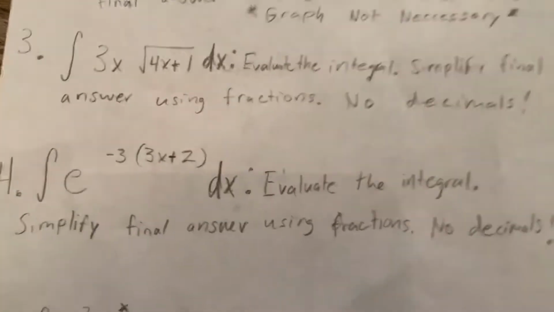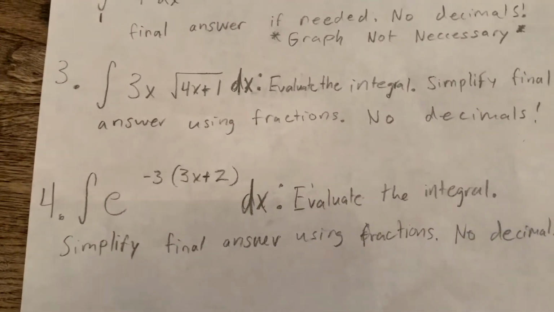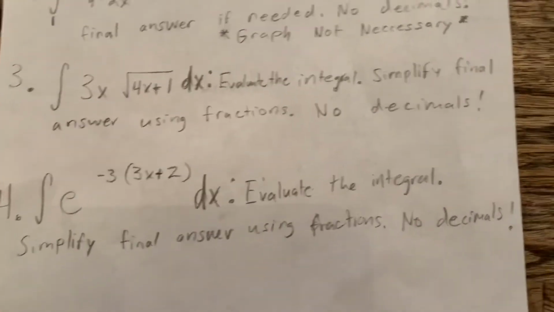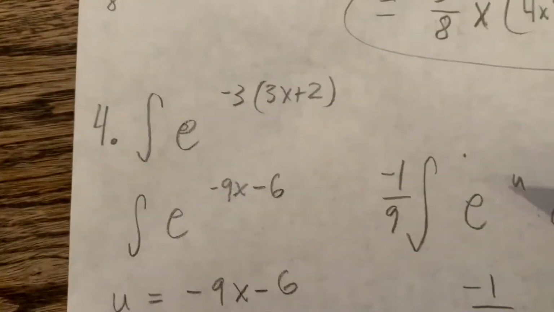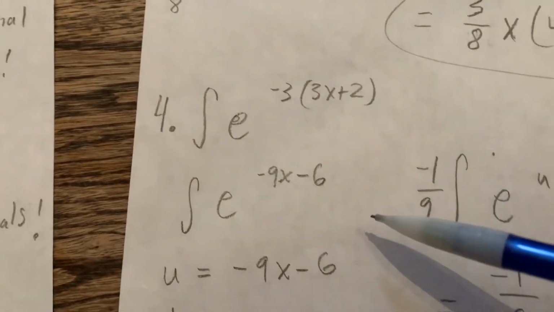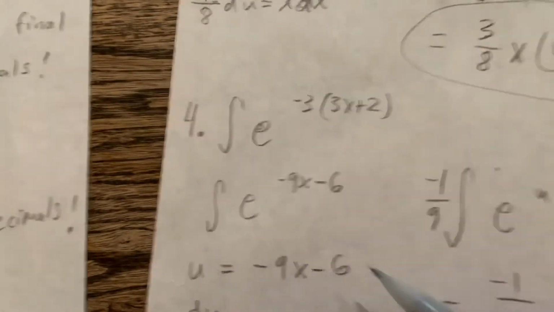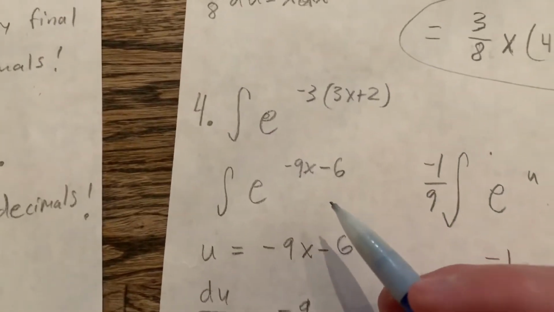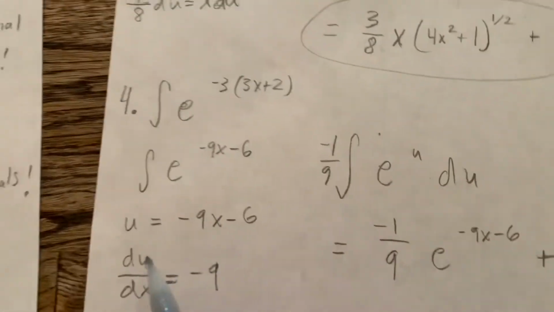Okay, for number 4, it was the one where we had the base of e, and we were asked to evaluate the integral and simplify our final answer, again using fractions and no decimals, if needed. So, of course, first thing we did was we wrote out our integral, and then we would have to simplify the exponent. So here we would just distribute this out and get our exponent as negative 9x minus 6, which is what we would set equal to u.